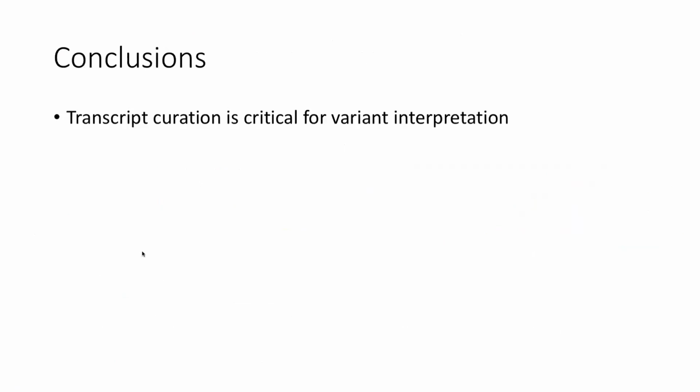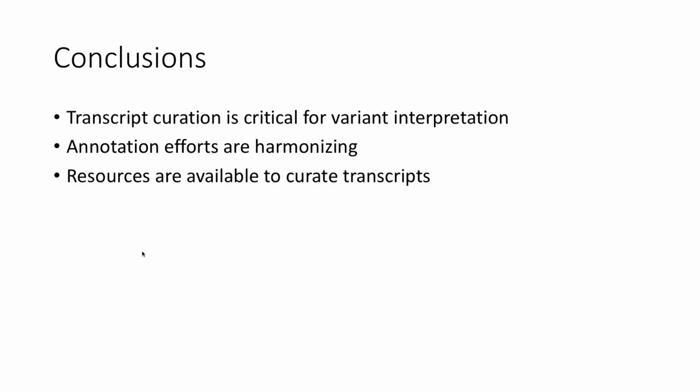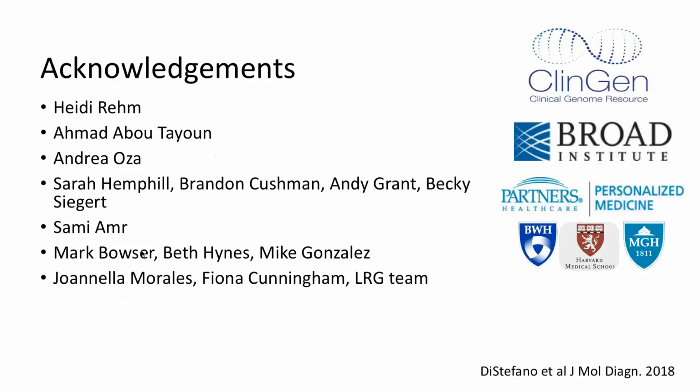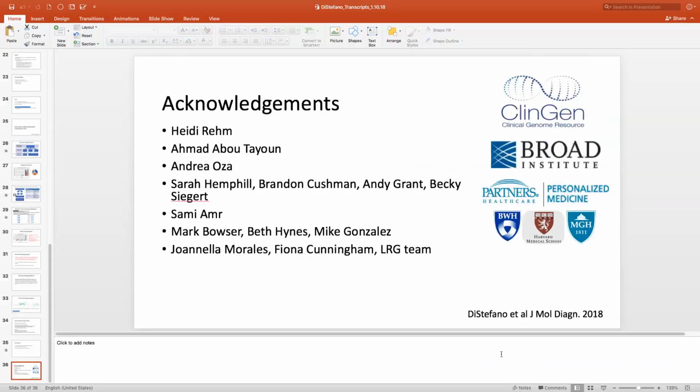So in conclusion, I hope I've convinced you that transcript curation is critical for variant and gene curation, and that annotation efforts are harmonizing, which we are thrilled about. It's going to make curation a lot easier for us, and that there really are resources available to curate transcripts, even though the literature isn't super descriptive about every single transcript for a particular gene. And with that, I'd like to acknowledge the people who helped me with the Journal of Molecular Diagnostics publication. And that is all I have, so I can take questions.